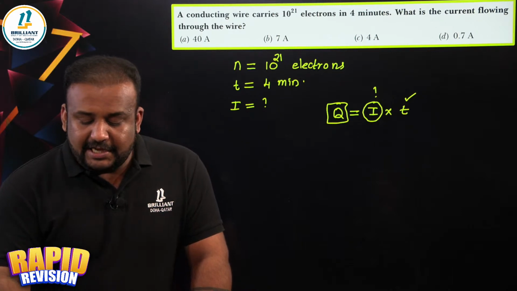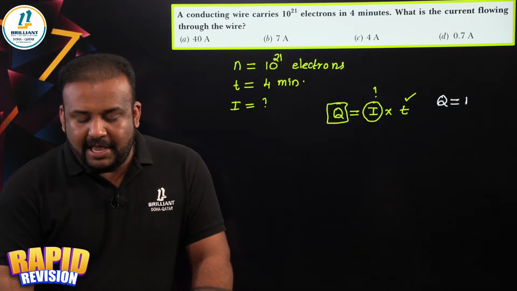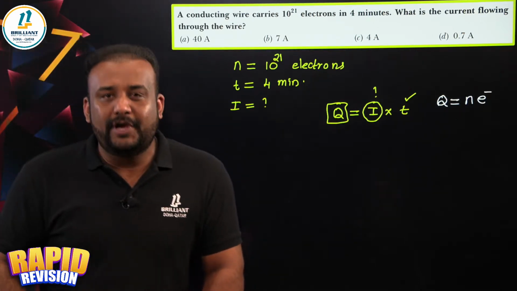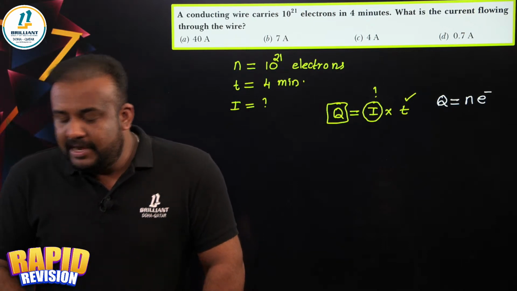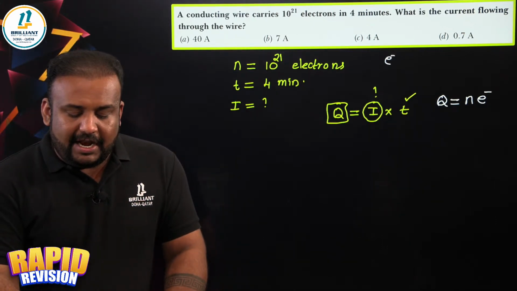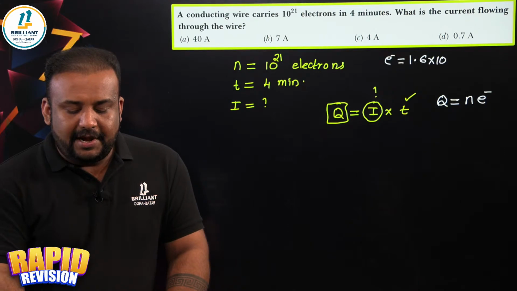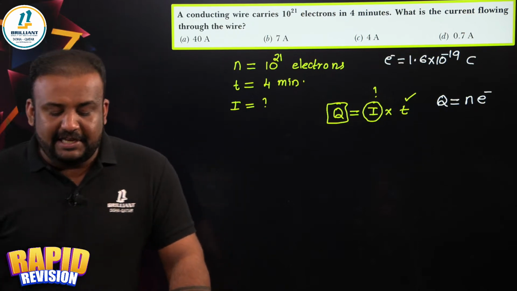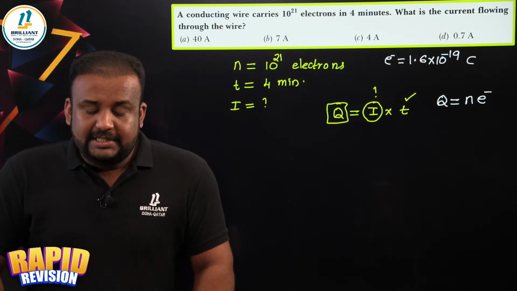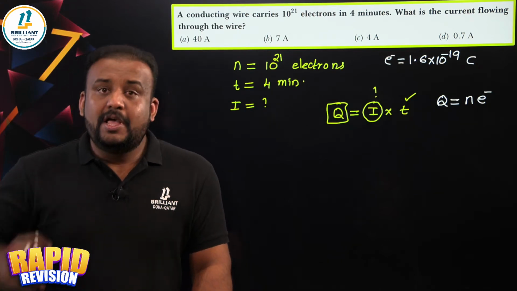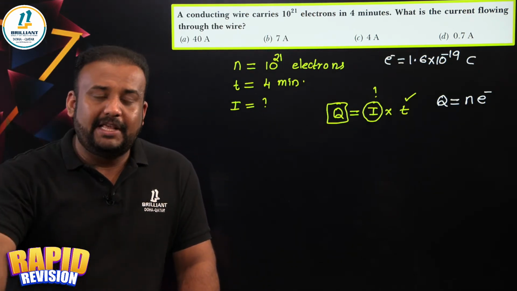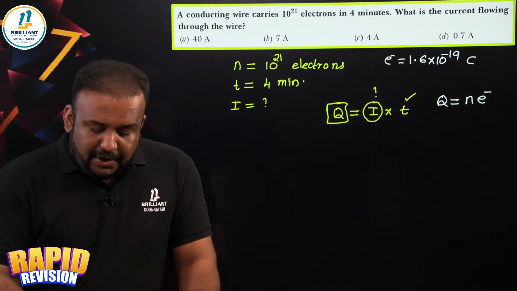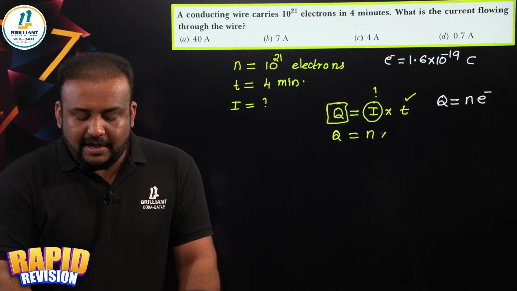According to quantization of charge, the total charge flowing is n times the charge of one electron, where n is the number of electrons flowing. So all of you remember, what is the charge of one electron? One electronic charge is 1.6 into 10⁻¹⁹ coulombs. Isn't it? 1.6 into 10⁻¹⁹ coulombs is the charge of one electron. So how many such electrons are there? Multiply that, then you will get the total charge. So here I can use this formula to find the answer.